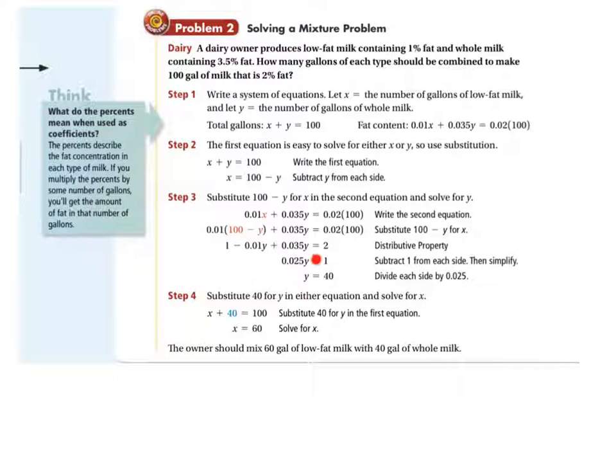And we find that Y is 40. So if one of them is 40, go back down here, a little substitution again, the other one is 60. So we're going to have 40 gallons of Y, and we said that Y is the whole milk. And we're going to have 60 gallons of X, and X is the low-fat milk. Mix them together, it makes 100 gallons of 2% milk.